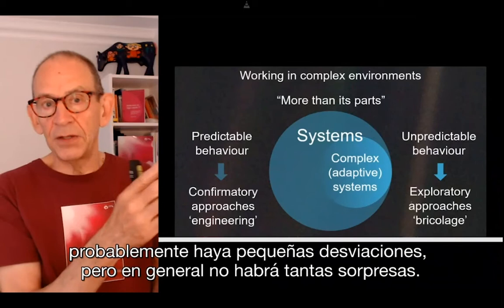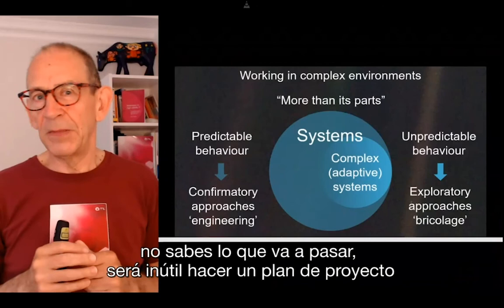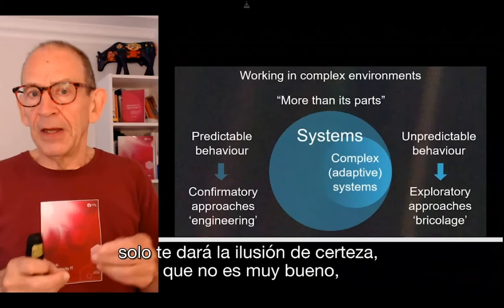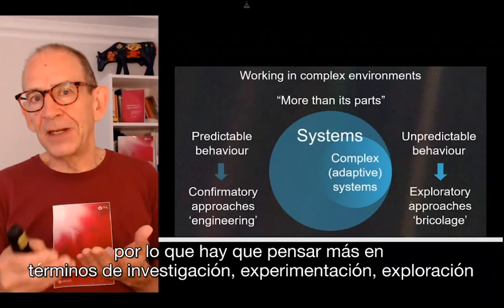On the other hand, if we're talking about less predictable, more complex systems, you don't know what's going to happen. It would be futile to make a project plan or to design a rigid process. You just don't know. That would only give you the illusion of certainty, which is not much good. So you have to think more in terms of investigation, experimentation, exploration.